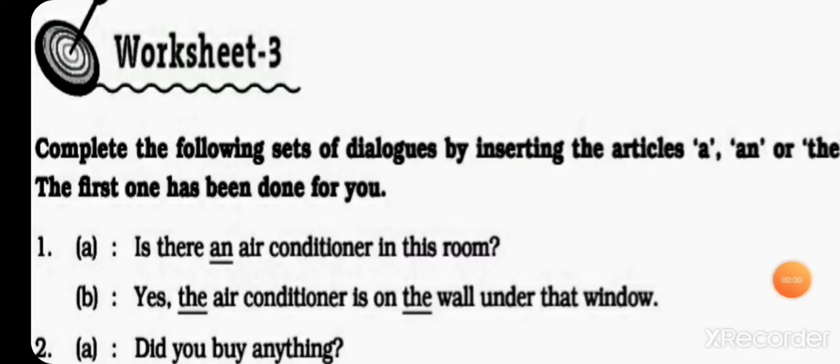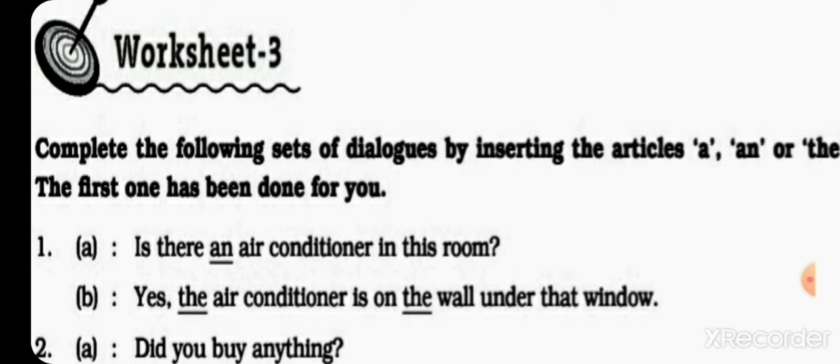So, dear students, let's move on to worksheet number 3. Complete the following sets of dialogues by inserting the articles a, an or the. The first one has been done for you. So let's start with the first part.